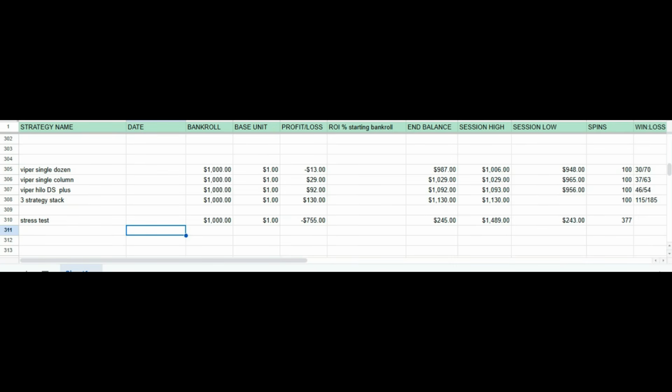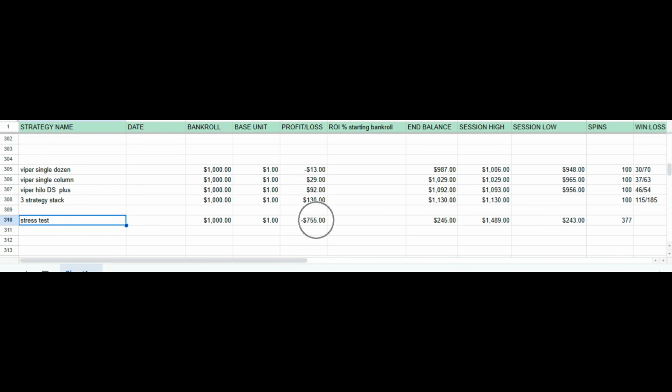Okay, so let's review what we have written down. I stopped it at the 377 mark. I think it busted a couple before that. You can see we ended it with a bankroll of only 245 left in the bank, and it was adjusting the bets because it couldn't place that high-low strategy. So it kept placing the other two because it had enough bankroll to do so. So we just stopped it at the 377 spin mark. So stress test, that's where it busted at.